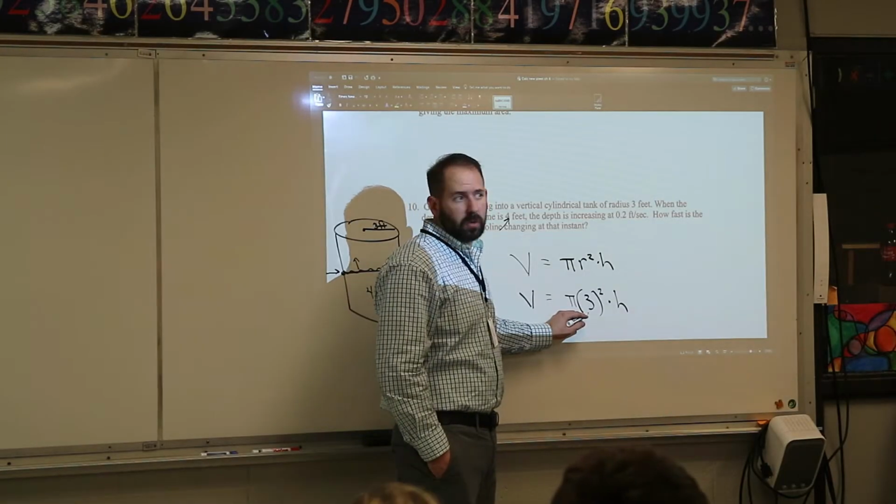Because it's a number. The radius is not changing over my whole problem, but we have to figure out the derivative. Also write pi times 9. Are there any questions with what we're doing there?